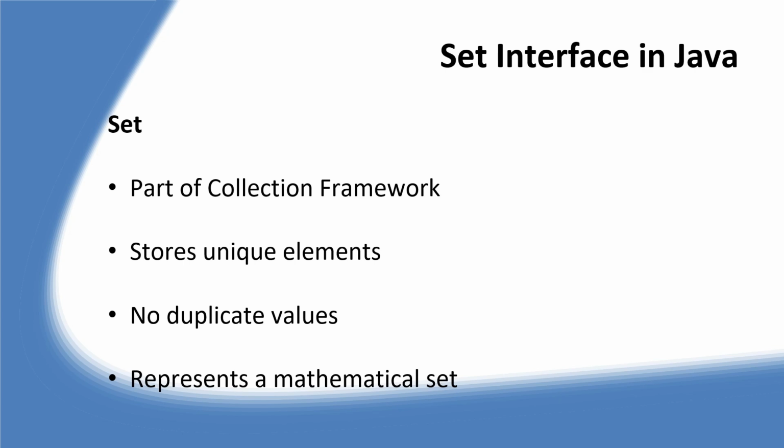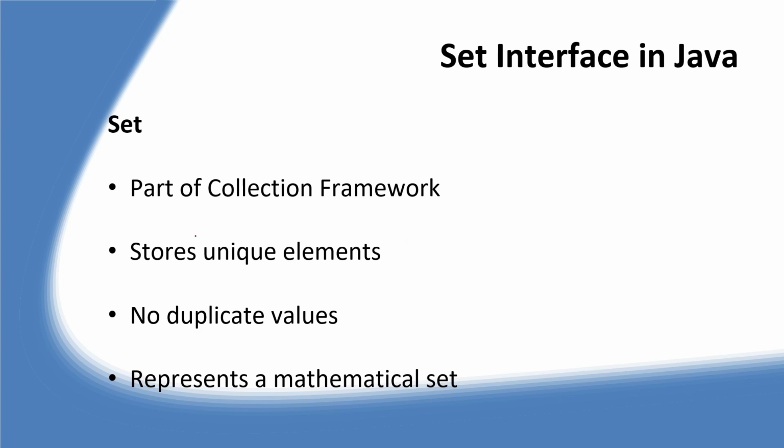A set is an interface in the Java collection framework. Its main purpose is to store unique elements. Unlike a list, it does not allow duplicate values. As we have seen, in the list we can store duplicate values.